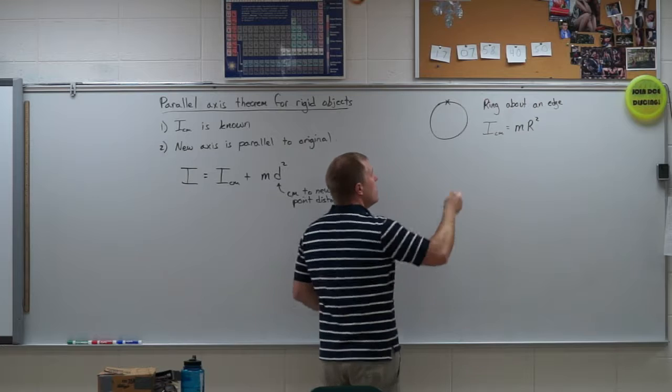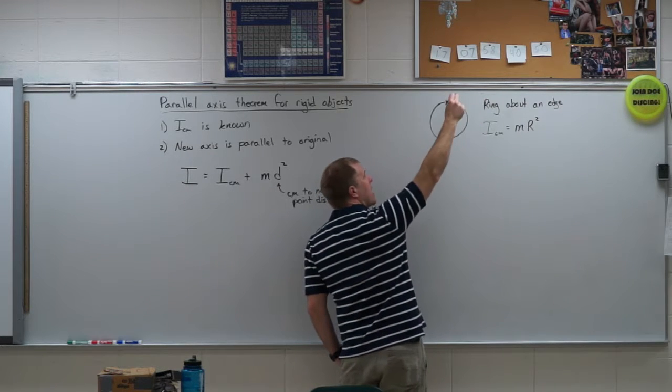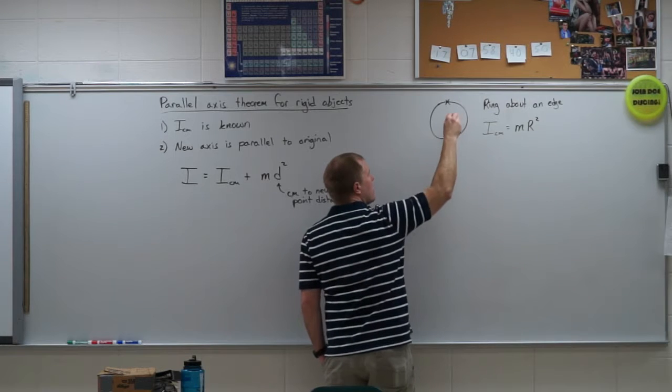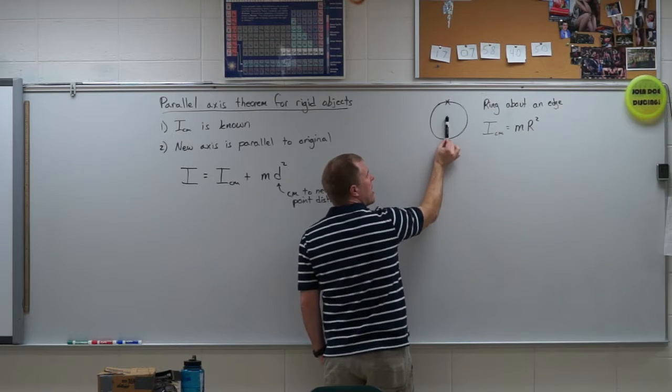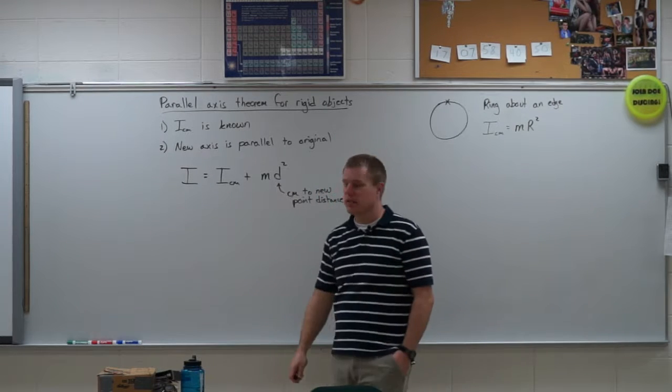You also need to have a new axis that is parallel to the original one. So for instance, my axis that's mr squared is right through here, so my new axis has to be right through here. I can't say this axis and then have another axis that maybe goes like this. The two axes have to be parallel, as the name suggests.